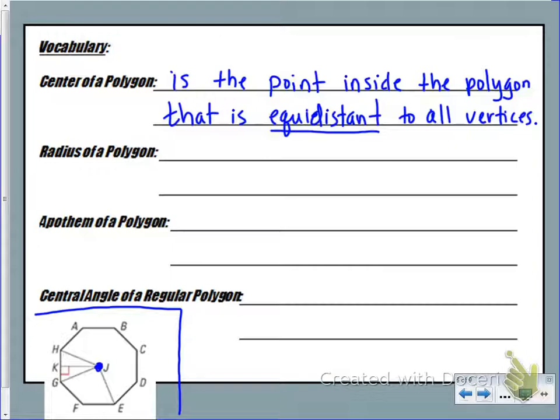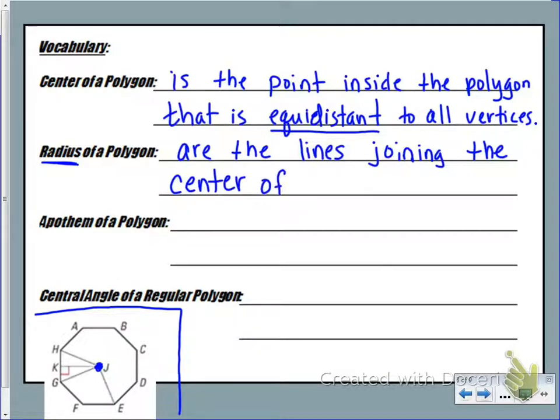The radius of a polygon. Now normally we hear the word radius when we're dealing with a circle. So today we're going to talk about where the circle comes into play. We'll get to that in a minute. But the radius of a polygon are the lines joining the center of the polygon to each vertex.